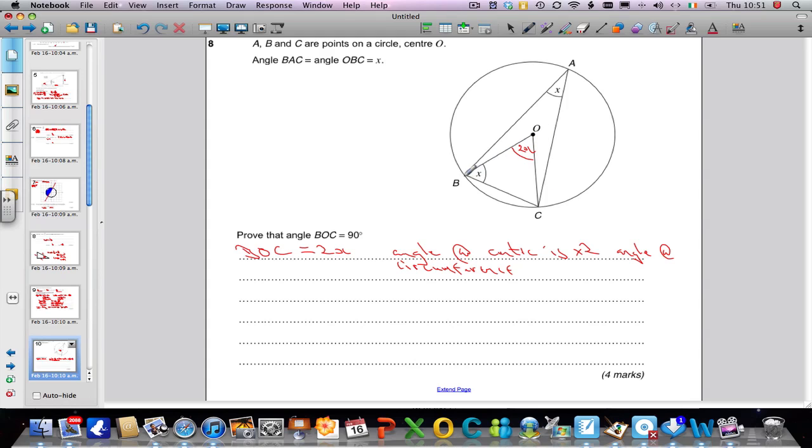Also, if you have a look, BO and CO are both radii, which means that this is the same as this, which makes this triangle BOC isosceles. If this is isosceles, that means that this angle here must be x. So angle BCO must be equal to x, isosceles triangle.